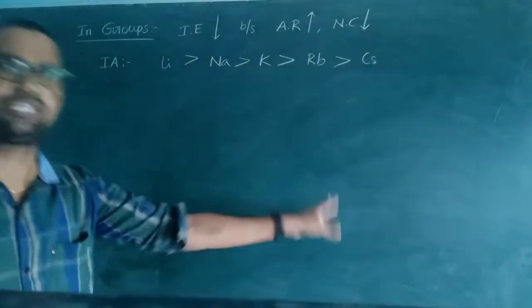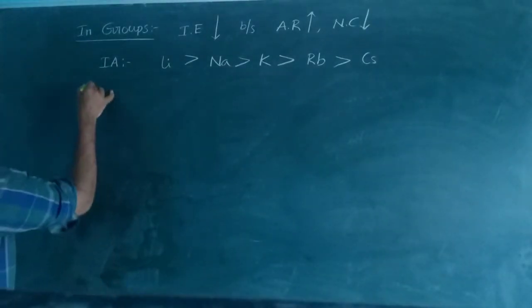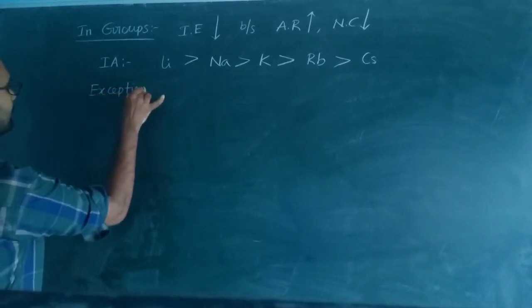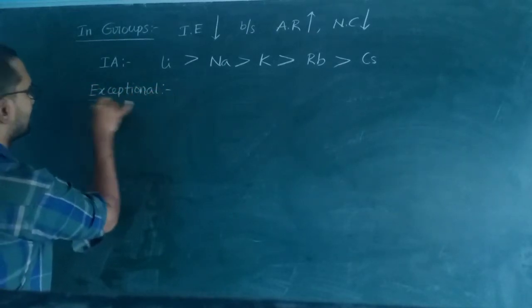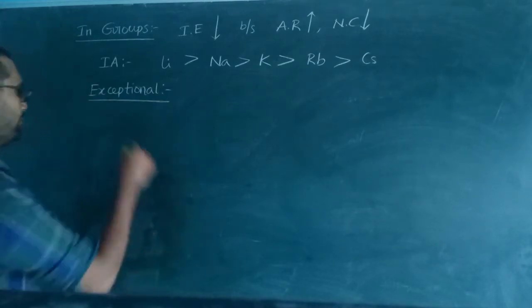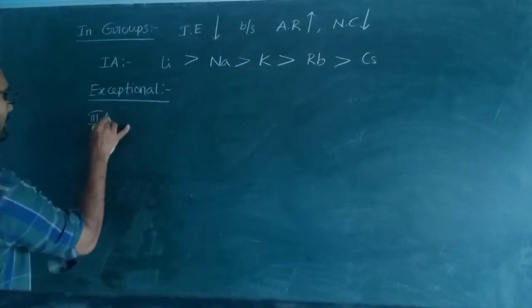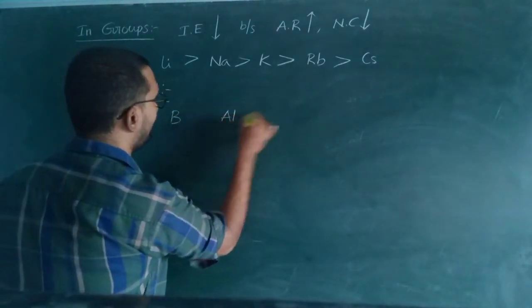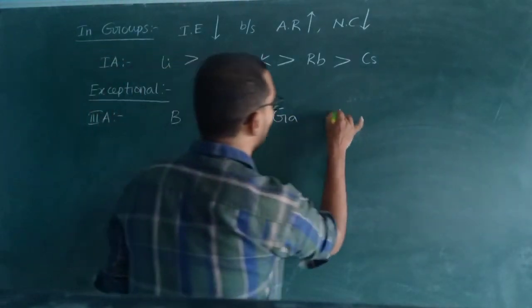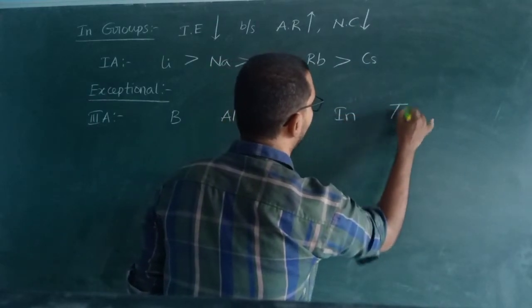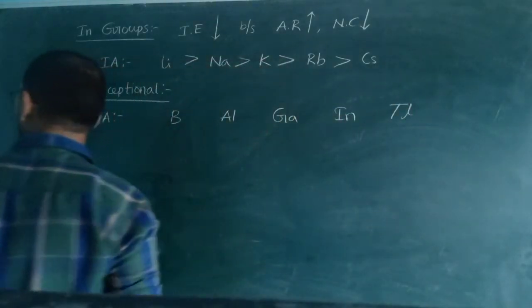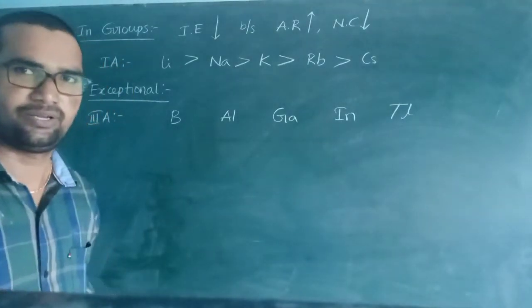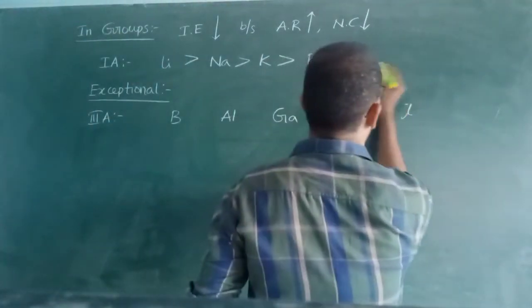For 2A also same, but exceptional conditions are there. Sir, what are the exceptional conditions here? Third A group. Very, very important. Third A group. What are the third A group elements? Boron, aluminum, gallium, indium, and thallium. Okay, Randy? This is the third A group elements. Okay? This is thallium.